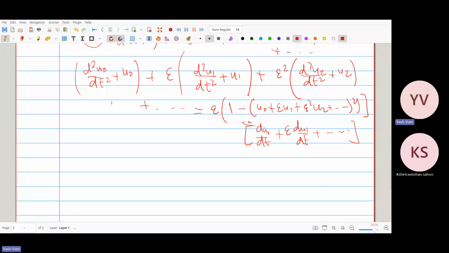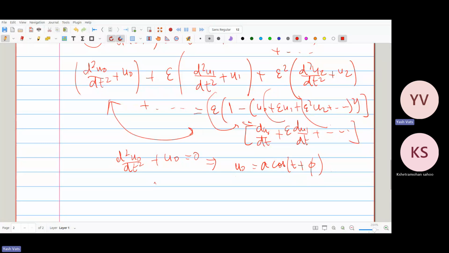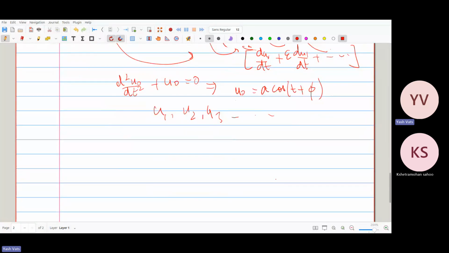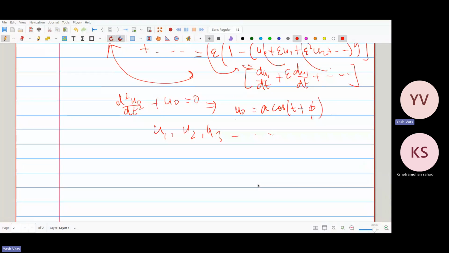If you compare both sides, then you will get d2u0/dt2 plus u0 equals 0, which implies u0 is a cos(t plus phi), something like this. And similarly, you compare all the terms to find u1, u2, u3 and so on. Okay, so you can do that, right? We can try another method, so here is that, I just tried it.